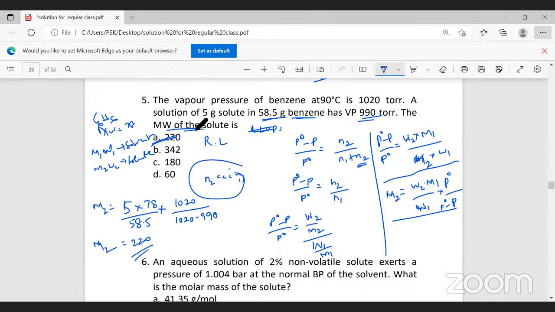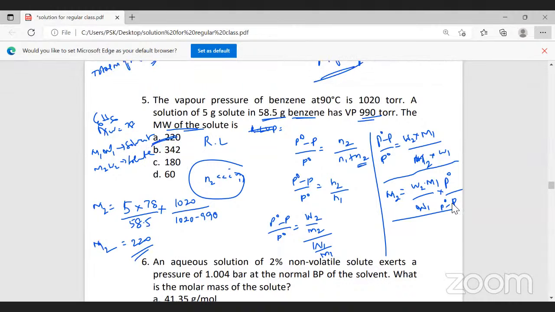Did you understand how to work out this problem? See, this formula you are supposed to remember. And what do M1 and M2 stand for? You should remember. M1 stands for the solvent, M2 stands for the solute. I've written it there, so when you're referring to this video while reading, you will understand better.